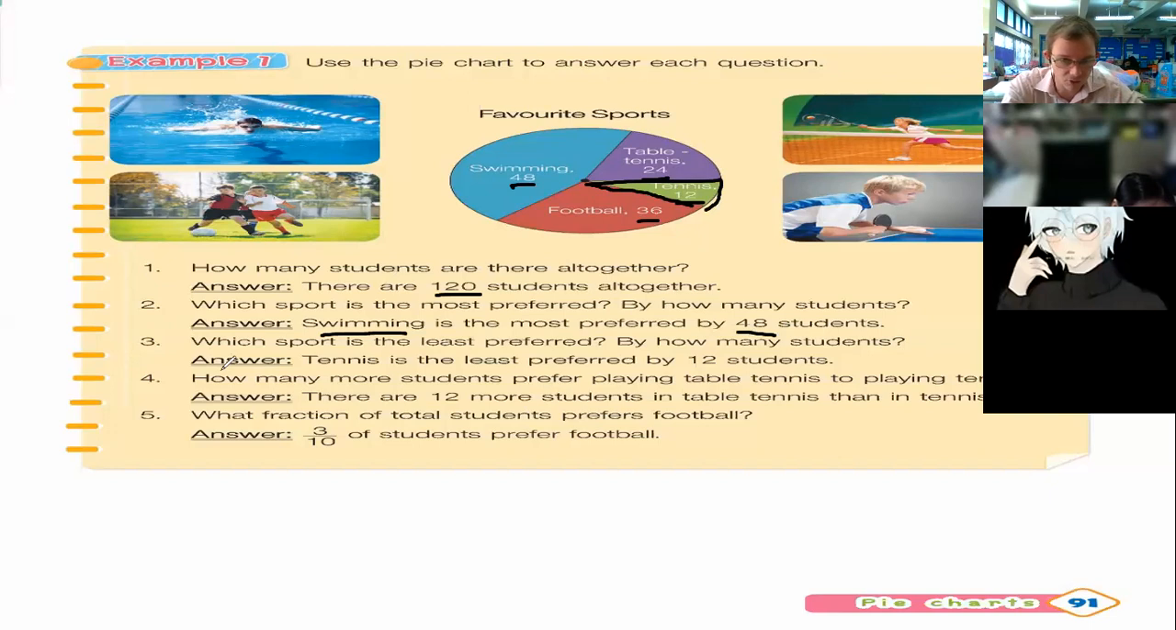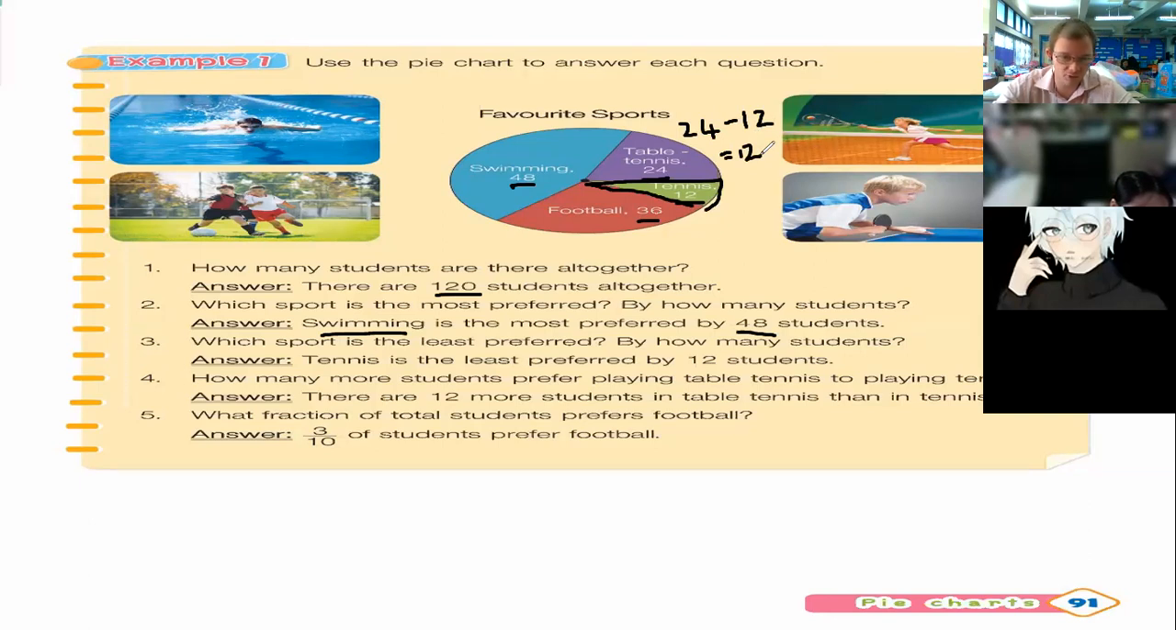So the other types of questions we can ask is, how many students prefer table tennis to playing tennis? So here we have to compare how many students like table tennis and how many students like tennis. And then we have to find the difference. So there are 12 more students that like table tennis than tennis, because we take 24 minus 12, which gives us 12.